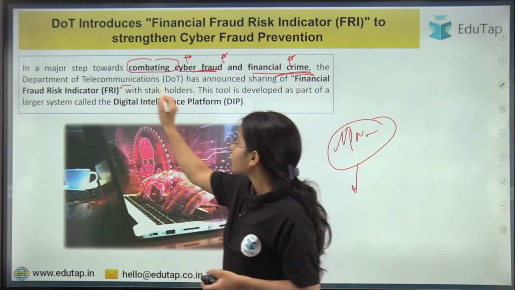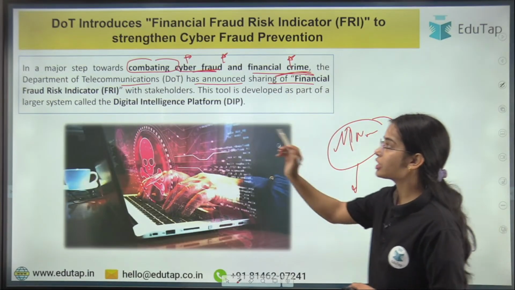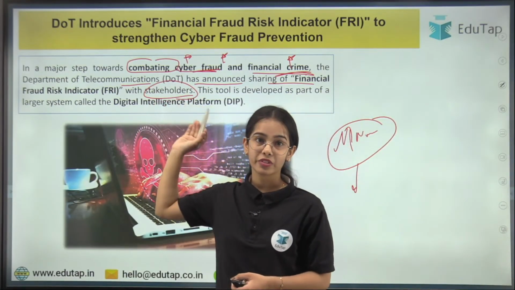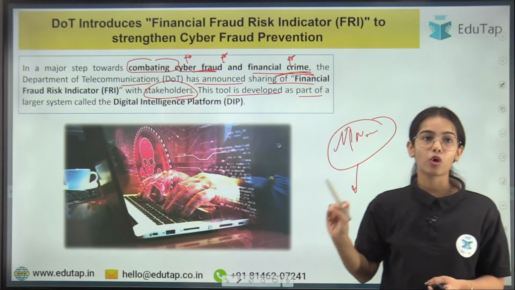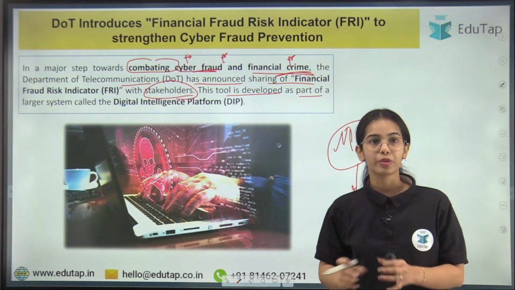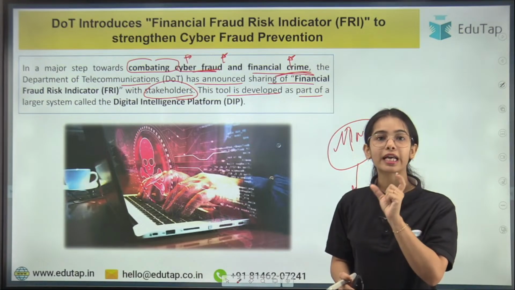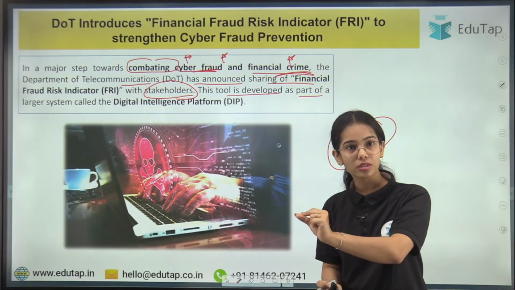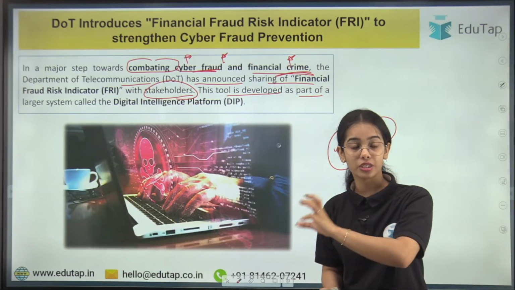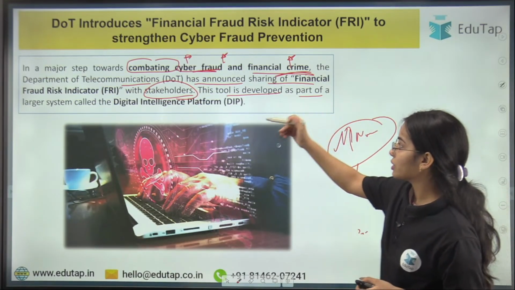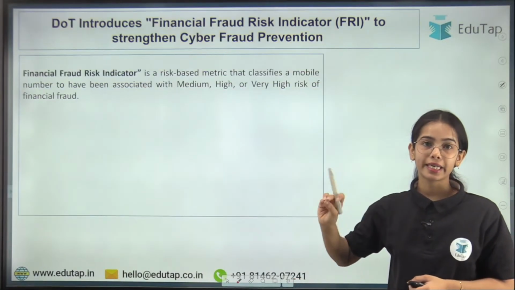So, the Department of Telecommunications has announced sharing of the Financial Fraud Risk Indicator with stakeholders like the banks, NBFCs and such. This tool is developed as part of the larger system called the Digital Intelligence Platform. So basically, this FRI will be shared with the stakeholders, and this FRI is a part of the larger system called the Digital Intelligence Platform.